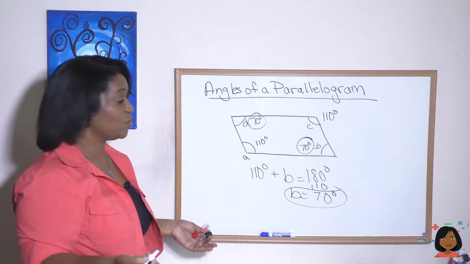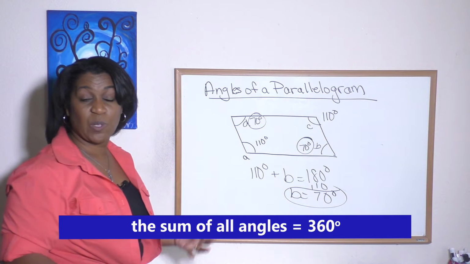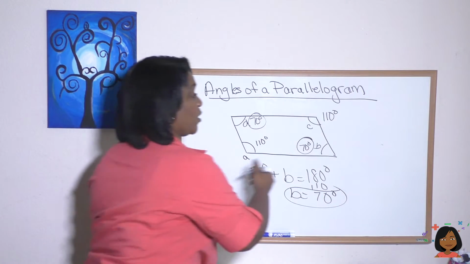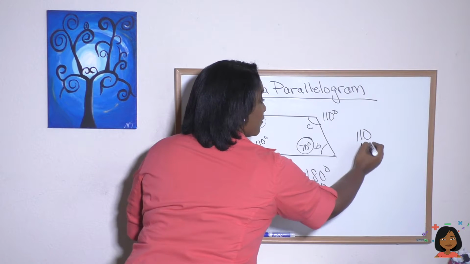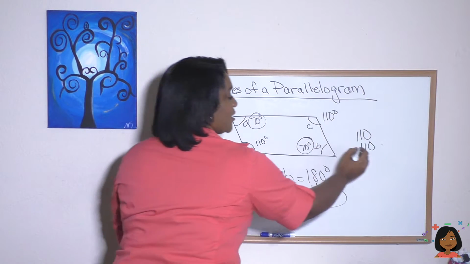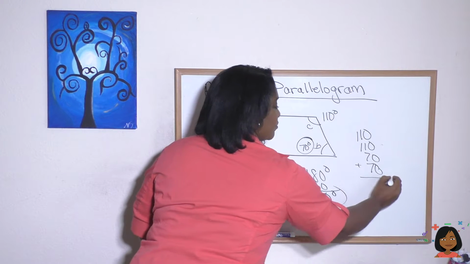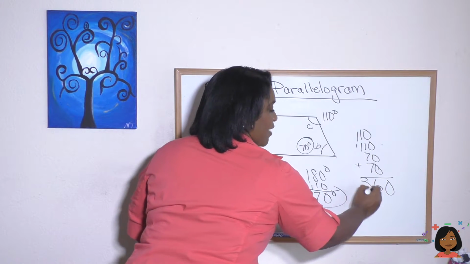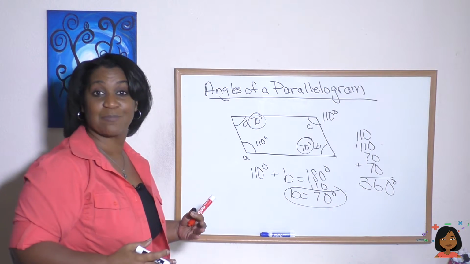And here's the good news. All of our angles, when we add them up together, are going to equal 360 degrees. Well, let's test it out. We have 110 for A. We have 110 for C. And then we have 70 and 70 for B and D. 7 and 7 is 14, and 2 is 16. And there we go. 360 degrees are what all of the angles add up to.